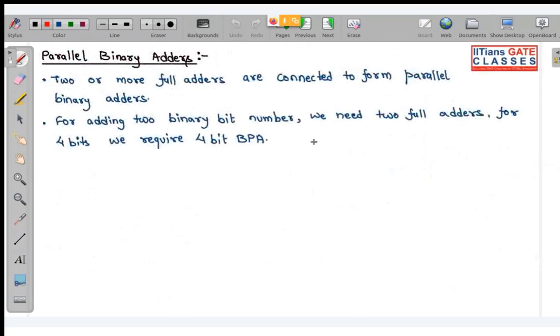So now we have parallel binary adders. What do we mean by parallel binary adder? Sometimes we need to add two numbers of more than 1 bit. If I want to add A and B, the numbers A and B can be 2-bit numbers.